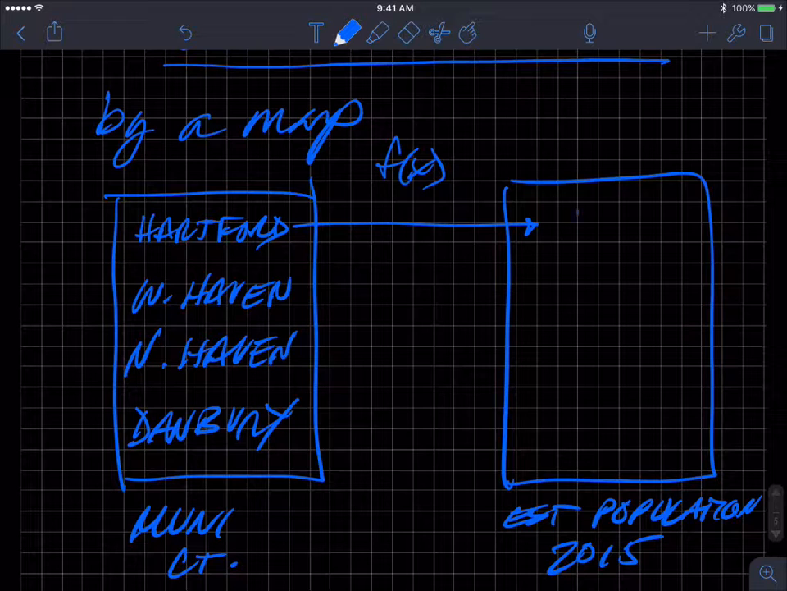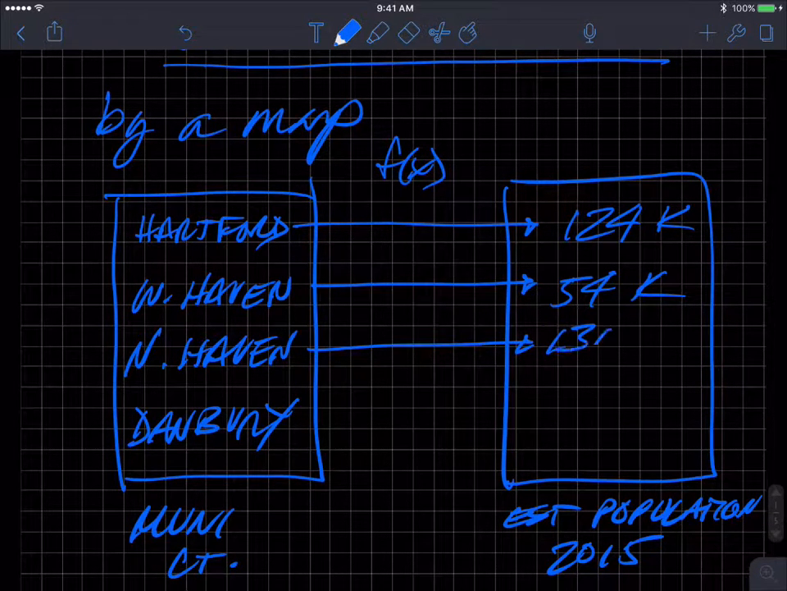So the population of Hartford was 124,006, so I'm going to round it to 124K, and I'm going to round all these values. West Haven was 54,927, and New Haven was 130,322, and Danbury was 84,657, which rounds to 85K.